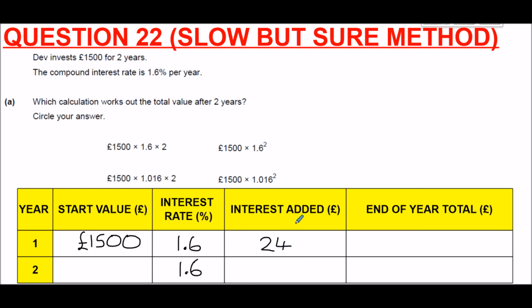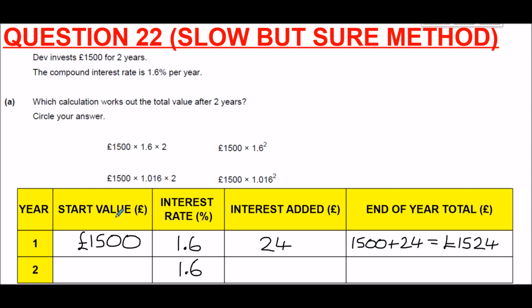I know it's only a 1 mark question, but this is worth doing, especially for part B. The end of year total will be the start value plus the interest. So the end of year total for this one will be 1,500 plus 24, which is 1,524. Now the end of year total for year 1 is what Dev will begin with for year 2.